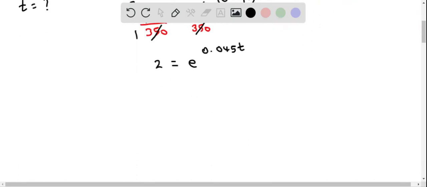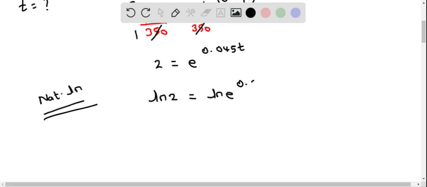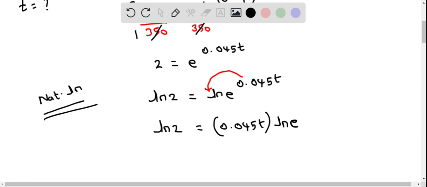This is an exponential equation. We can apply natural logarithm to both sides so that we can solve for t. And when I do that, I get natural logarithm of 2, and this equals natural logarithm of e raised to the power of 0.045t. Now, using the power rule of natural logarithm, we can bring this power in front and then multiply with natural logarithm of e. So we have natural logarithm of 2 on the left side, and this equals 0.045t times natural logarithm of e. Remember that the value of natural logarithm of e is 1.